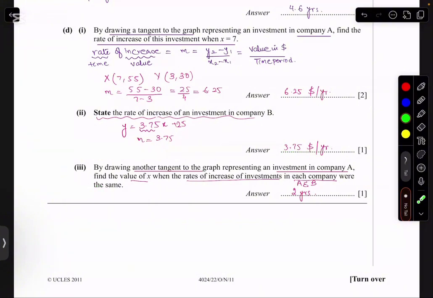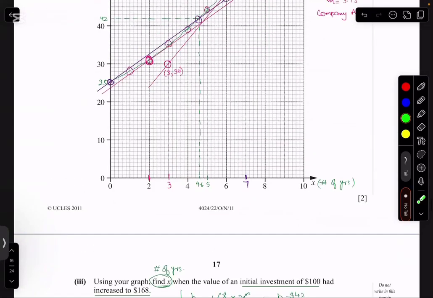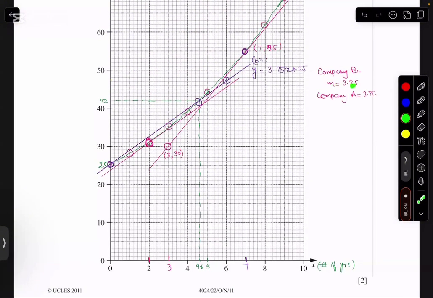And then part 3, drawing another tangent to the graph representing an investment in company A. So a tangent has to touch the curve at one point. Find the value of x when the rate of increase of investment in each company were the same. So we had to draw a tangent. We know company B's investment rate is 3.75. Meaning there has to be a line for company A which needs to be parallel to the line for company B, because I know the gradient for company B is 3.75. So the gradient of company A also needs to be 3.75.